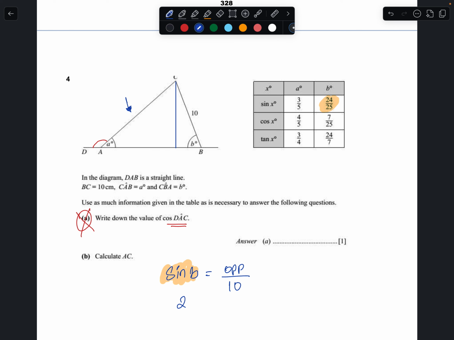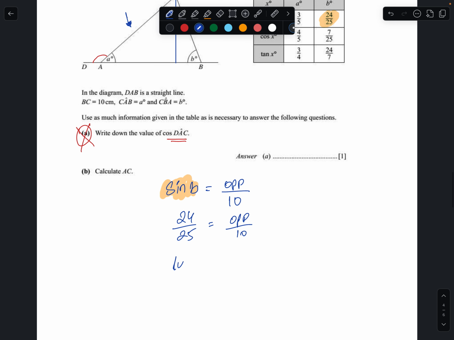तो मैं इसको replace कर दूंगा literally 24 over 25 से. Opposite over 10. उधर multiply करा दो. 10 times 24 divided by 25 is equal to the opposite. Cancel this 2 times and this 5 times, and then you don't have a lot to cancel. So 48 over 5, which happens to be 9.6.